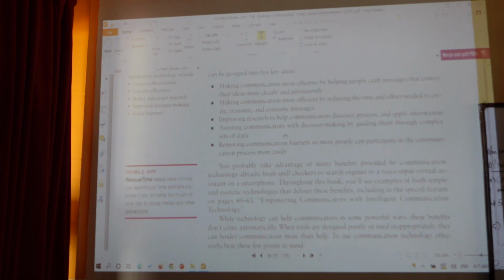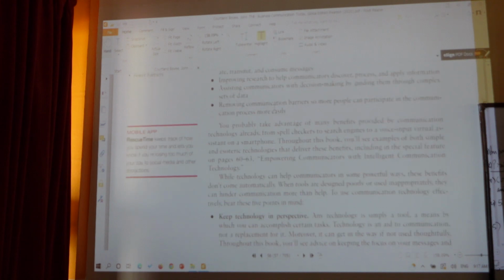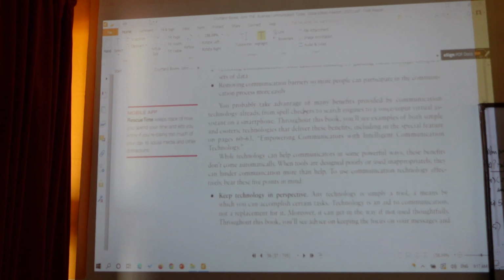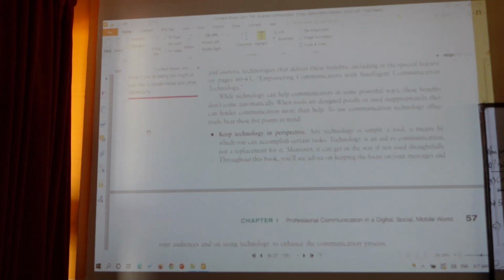It can improve research and, okay, you can discover, process and apply information better. Okay, you can make better decisions with technology. You can remove communication barriers using technology, right? We have one example, mobile app Rescue Time. This is an app you can check in Google, right? Then, what else we have? Okay.